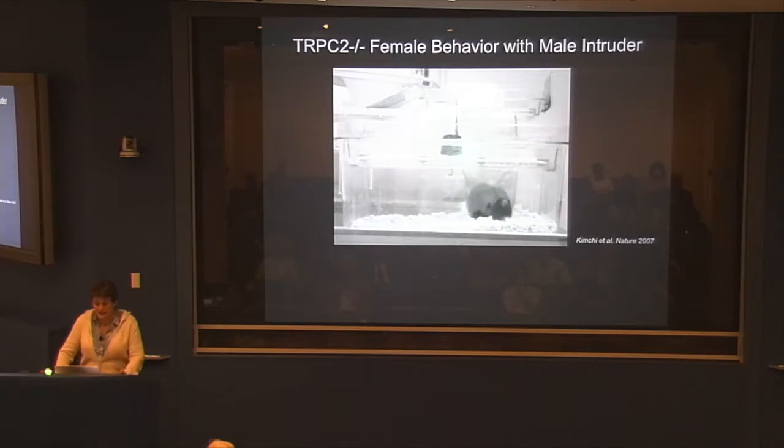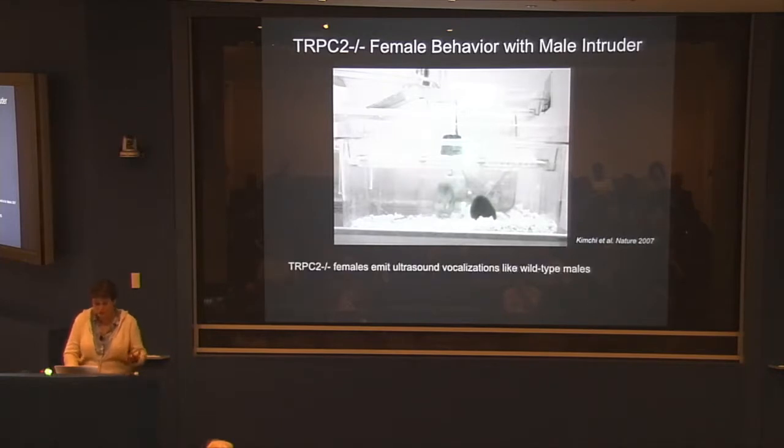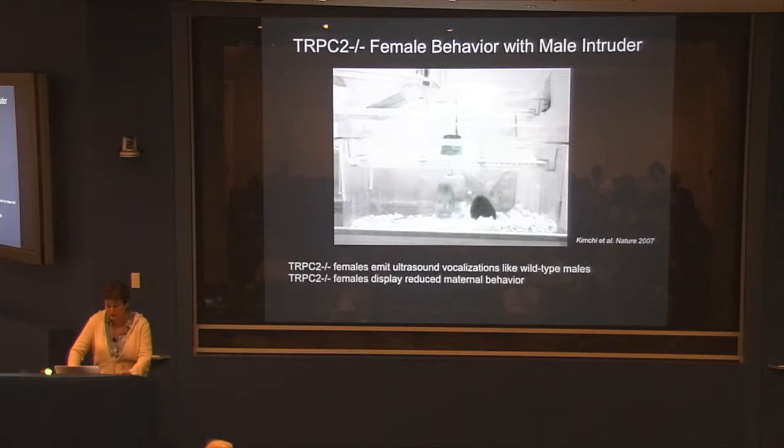And so you can see this female is actually behaving exactly like a male would behave, trying to mount these other males. And actually, this female would have the same behavior with a female as well. So somehow, this female has the social behavior of a male. Not only the social behavior, but it also emits ultrasounds exactly like a male would emit. It also displays reduced maternal behavior.